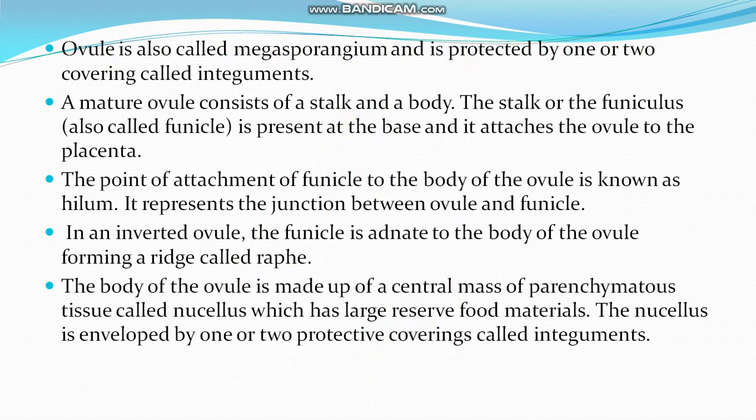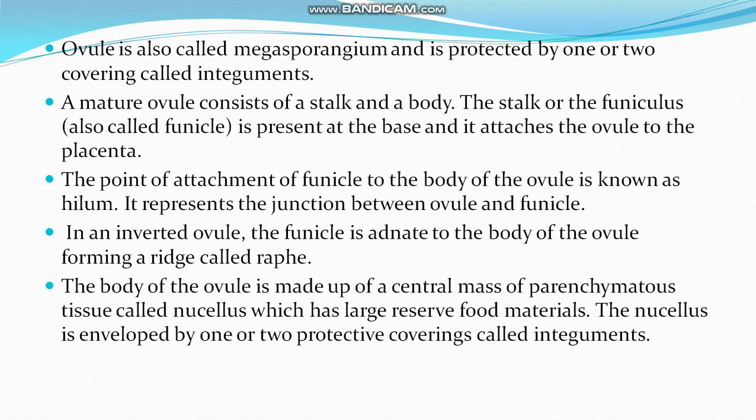Okay, ovule is also called megasporangium and it is protected by one or two coverings called integument. A mature ovule consists of the first part, the stalk, and the second part, the body. The stalk or the funiculus, also called funicle, is present at the base and it attaches the ovule to the placenta. The point of attachment of the funicle to the body of the ovule is known as hilum. It represents the junction between the ovule and the funicle. In an inverted ovule, the funicle is attached to the body of the ovule forming a ridge called raphe.